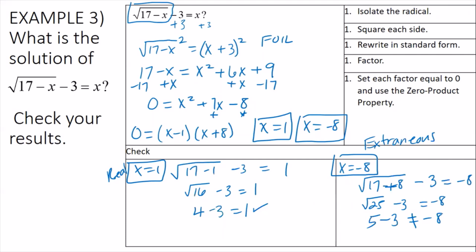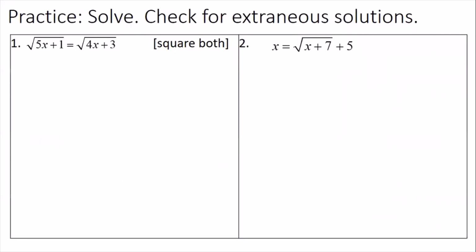So this is what we've been building our skills up to. What are your questions, comments, or concerns? Awesome. Okay, so I would like for you to try these two types of equations. So if you look on number 1, we have a radical on both sides. So I put a little hint there for you. And then if you look at number 2, we have a variable outside of the radical.